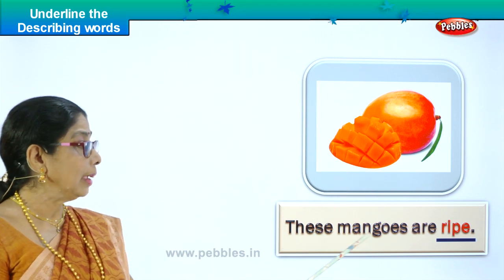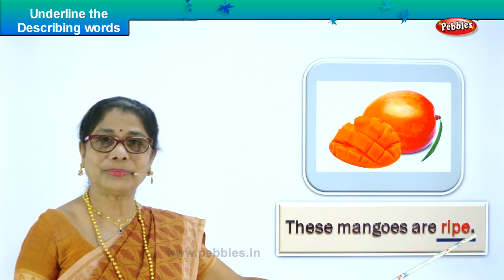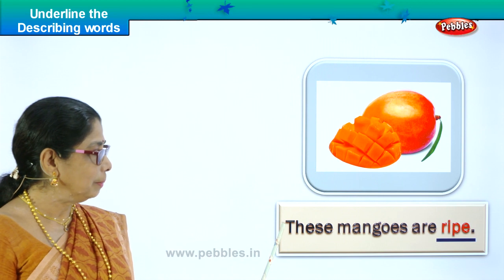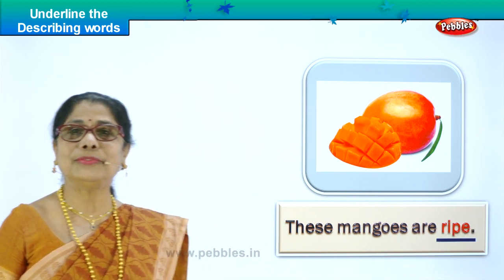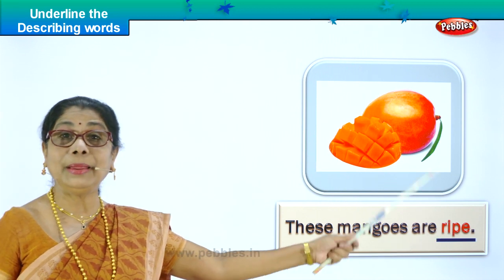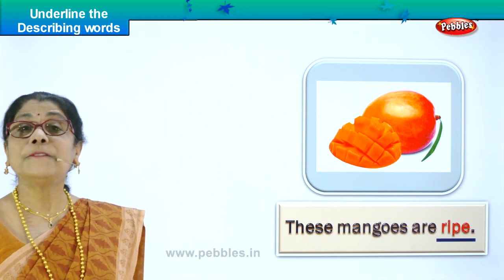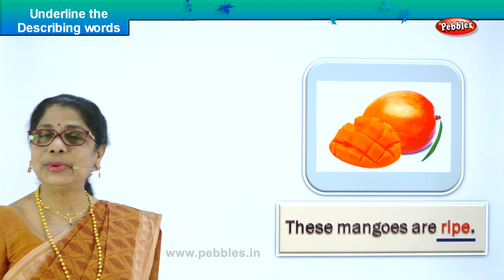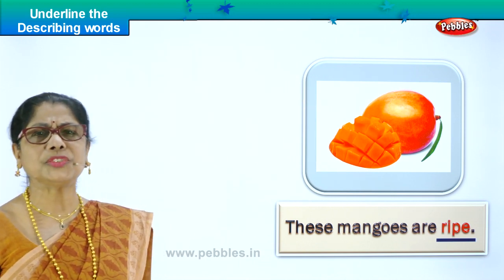These mangoes are ripe. Read. The sentence begins with a capital letter and ends with the full stop. You learned to read the sentence. You identified the word ripe. That's the descriptive word for mango. Yes? Did you enjoy? Let's get on to a new picture.